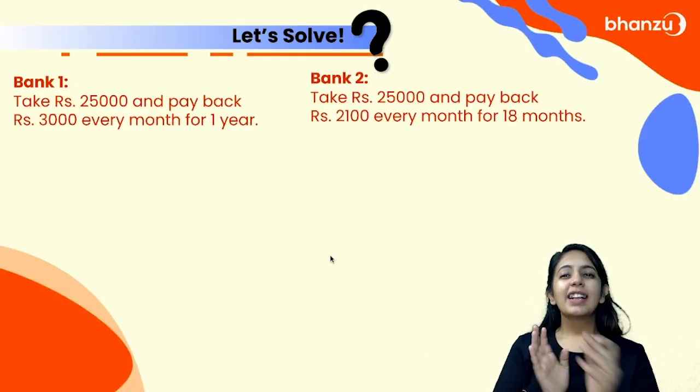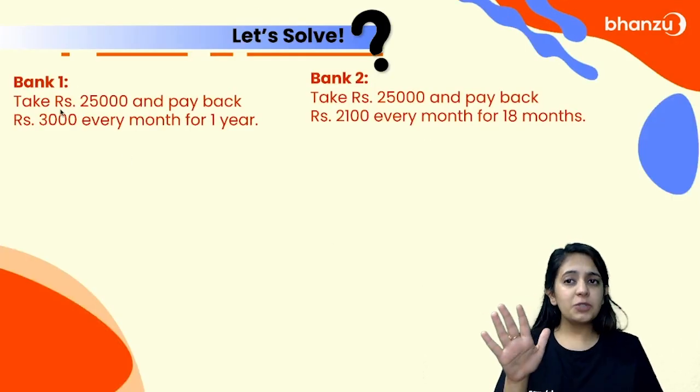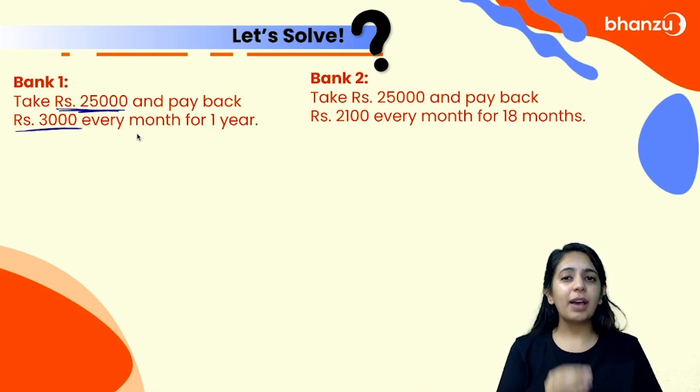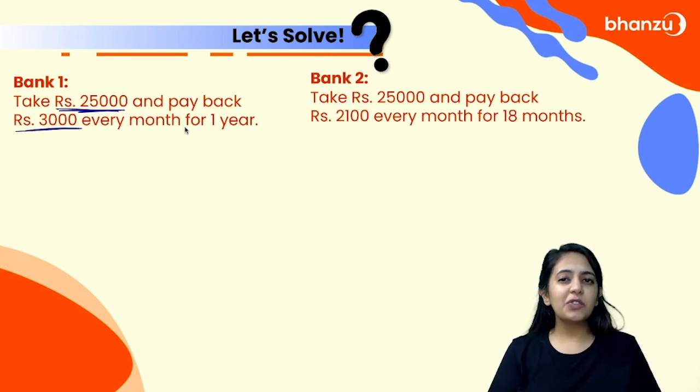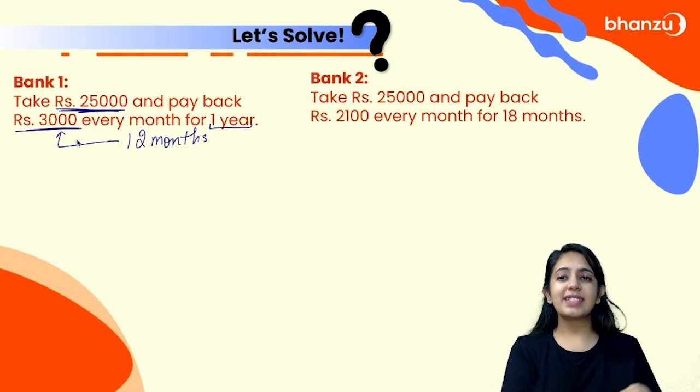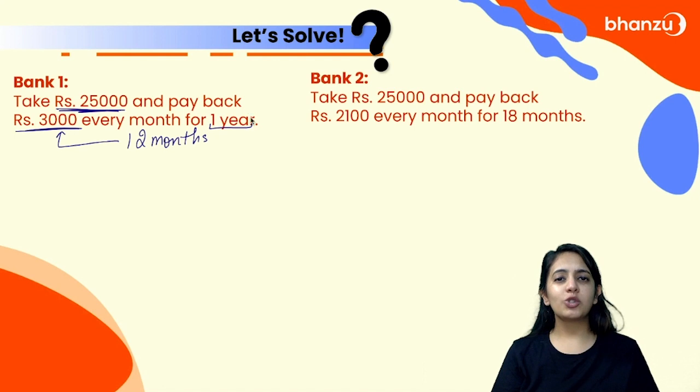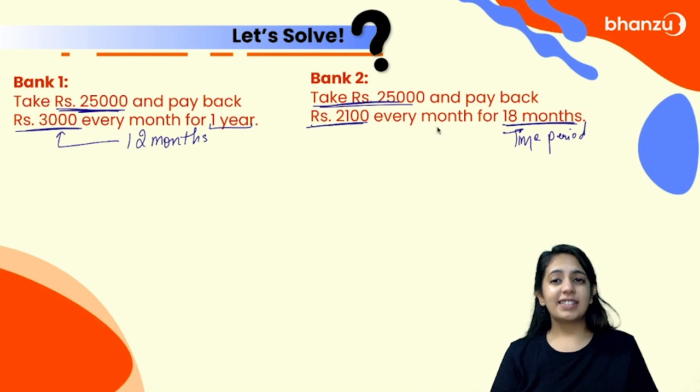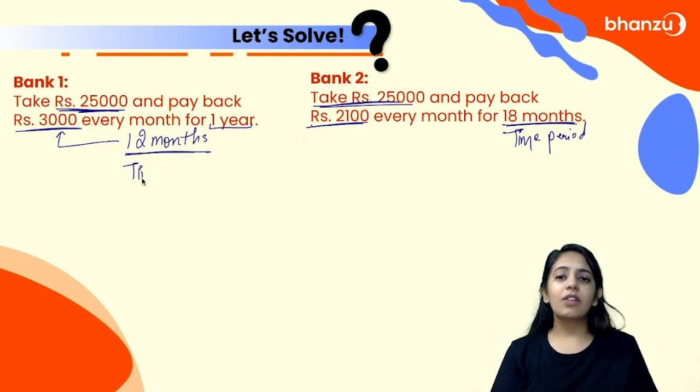Likewise, Adrian went to the bank for the loan, but he visited 2 banks. One bank was saying, take rupees 25,000 and pay back rupees 3,000 every month for 1 year. So tell me, what is the time period over here? 1 year means how many months? 12 months. That means every month he has to pay 3,000 rupees, till 12 months. Okay, let's move to bank number 2. Bank number 2 said take rupees 25,000 but pay back rupees 2,100 every month for 18 months. So here the time period is 18 months, but in the case of bank number 1, the time period is 12 months. Now, which one do you think Adrian shall choose?